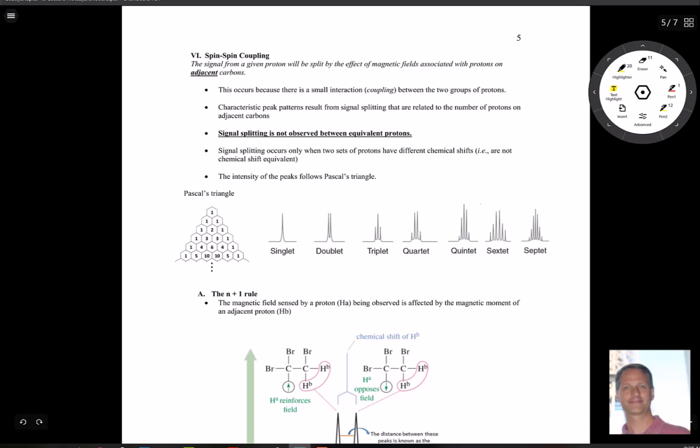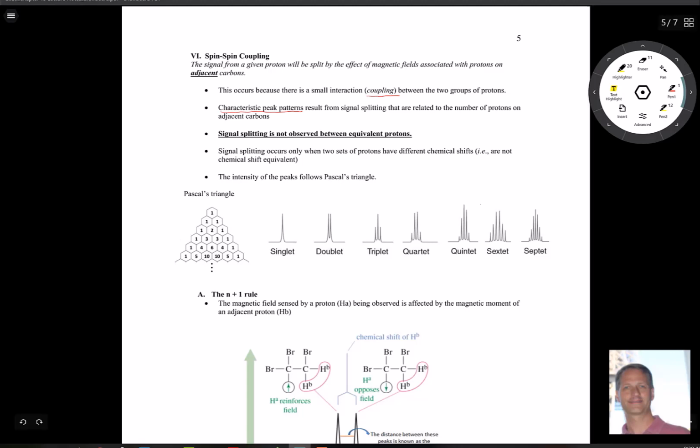Now this occurs because there's a small interaction. Sometimes we say that there's a coupling between the two groups of protons. We're going to talk more about that too. And the result of that is that there are characteristic peak patterns. That's really important. Soon we're going to be able to look at an NMR and say, aha, that looks like it must be a methyl group. That's important because it tells us something about the structure, of course.